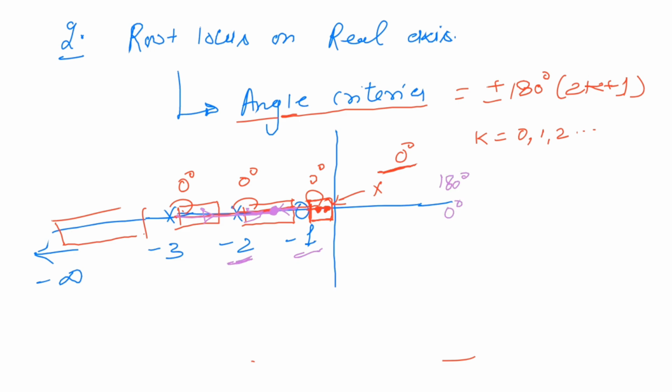Angle made by the pole at -3 is 0 degrees, and the sum of the angles comes out to 180 degrees. So any point on the segment between -1 and -2 will have the same angle and also satisfies the angle criteria. That means all the points on this segment satisfy your angle criteria, so this will be part of the root locus.